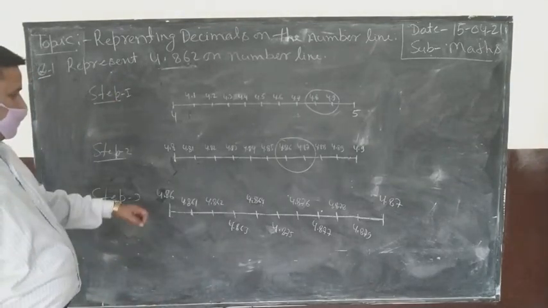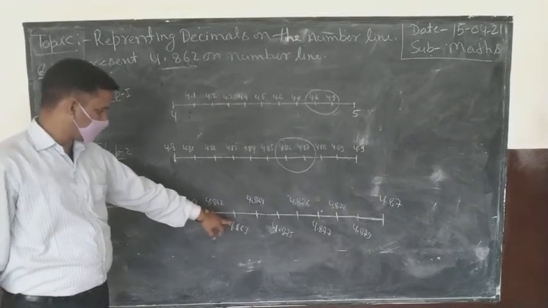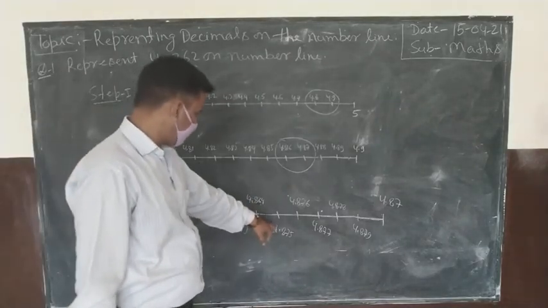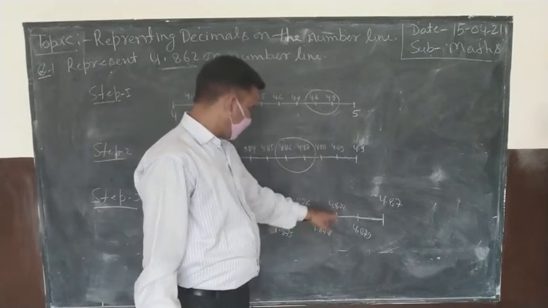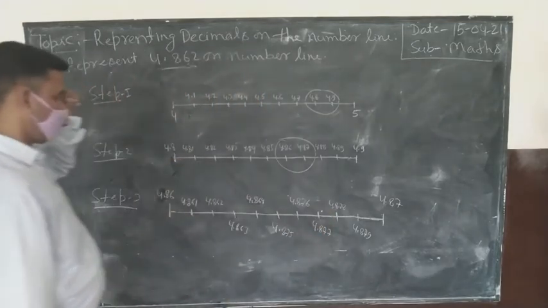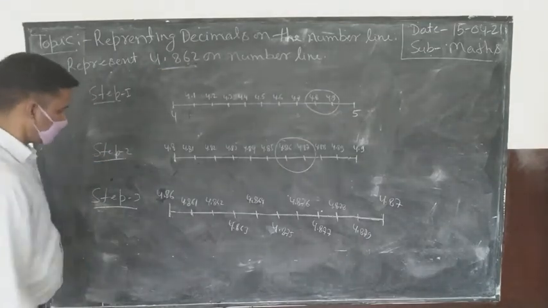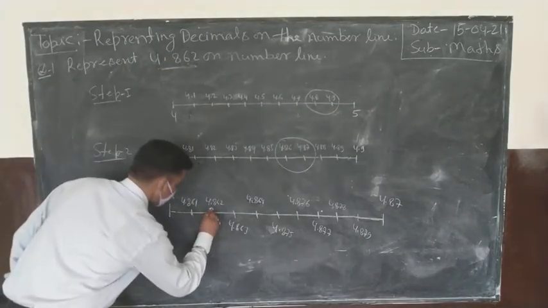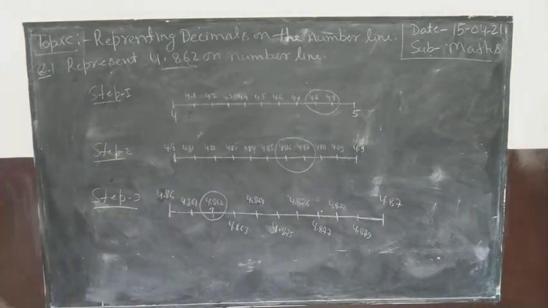Then you will write here 861, 862, 863, 864, 865, 866, 867 or 86 and 4.86. After that you will start the 4.862. This is your exact complete answer. This one is the 4.86. You have this answer 4.862.